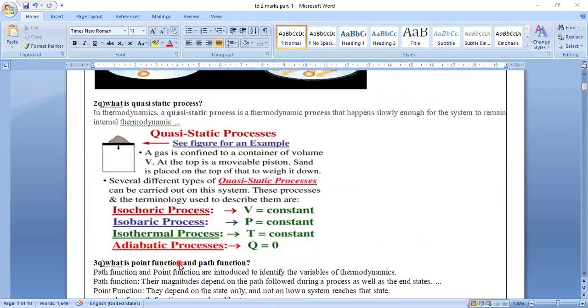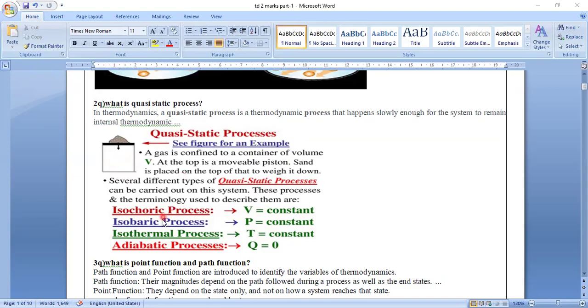What is the quasi-static process? This quasi-static process is generally a slow process. So let me take the definition and the diagram. In thermodynamics, a quasi-static process is a thermodynamic process that happens slowly enough for the system to remain in internal thermodynamic equilibrium. So internally it has to be okay, the process should be taking place slowly.